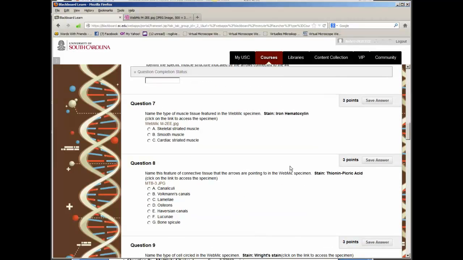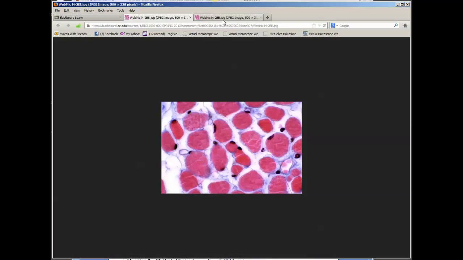So question 7 asks, name the type of muscle tissue featured in the specimen. So the tissue featured here is very eosinophilic. You see rather round, not perfectly round structures, but as a whole they're really intact. And you see nuclei here that are on the very edge of those eosinophilic structures.